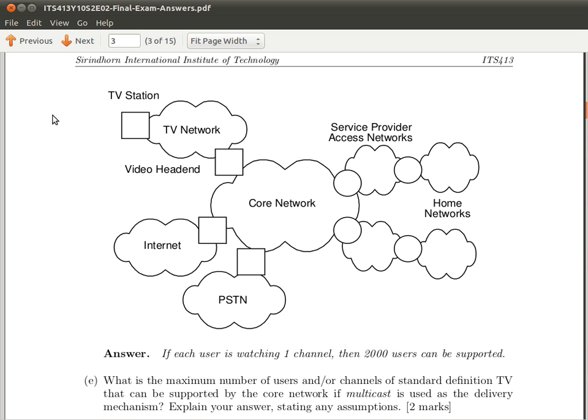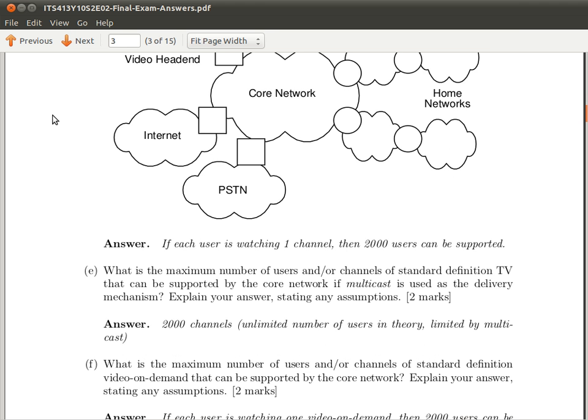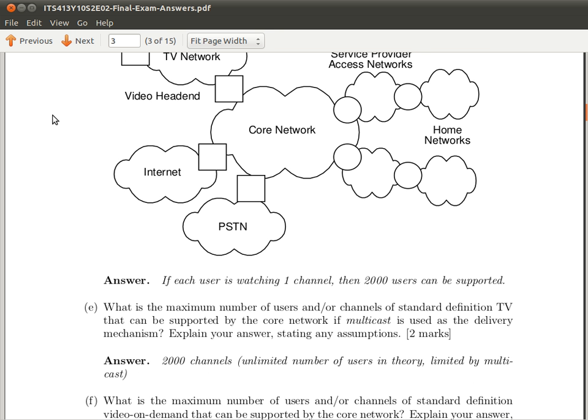So what limits us now is the number of channels. If I've got a capacity of 10,000, and each TV channel consumes 5 megabits per second, then I can support 2,000 TV channels, and an unlimited number of users per channel in theory, because of the multicast approach here.